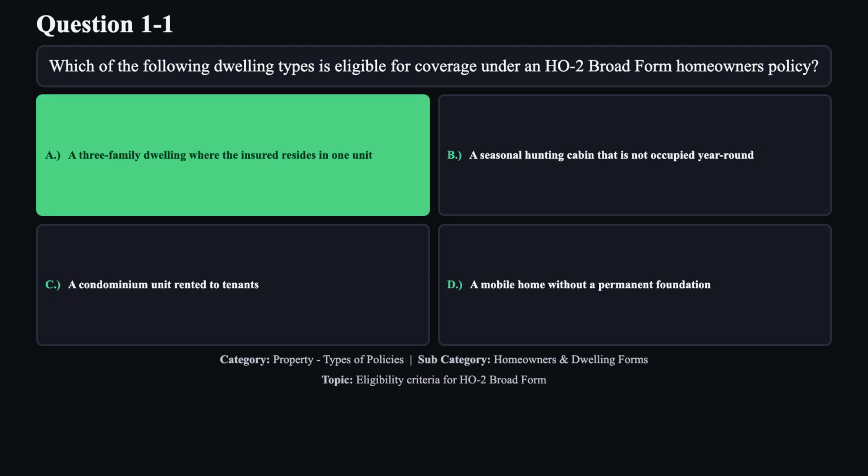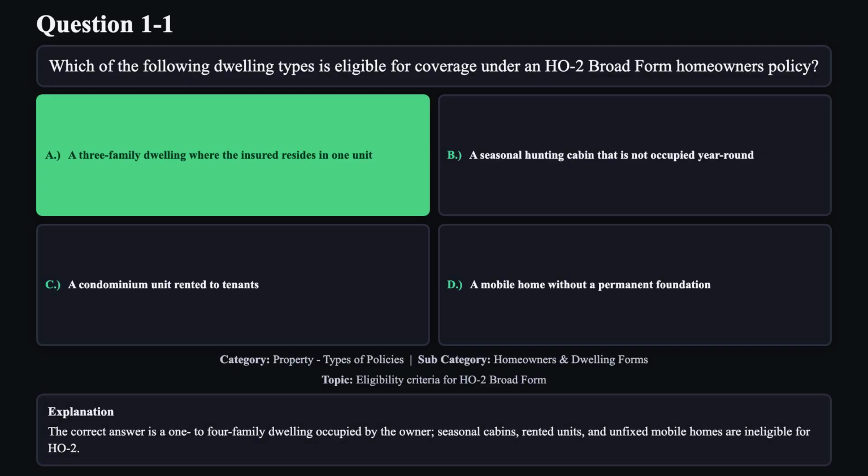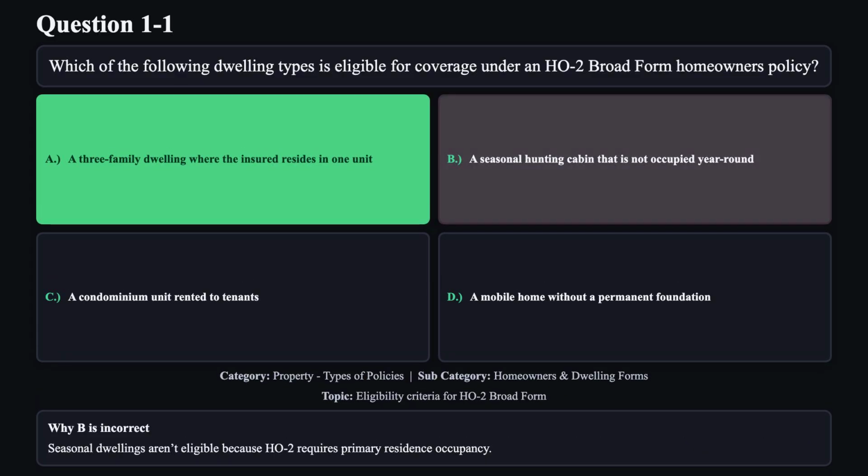The correct answer is A. The correct answer is a 1 to 4 family dwelling occupied by the owner. Seasonal cabins, rented units, and unfixed mobile homes are ineligible for HO2. Reason B is not correct. Seasonal dwellings aren't eligible because HO2 requires primary residence occupancy.